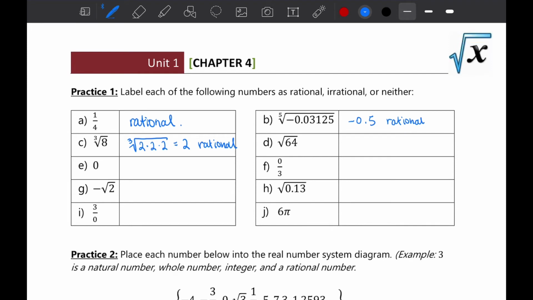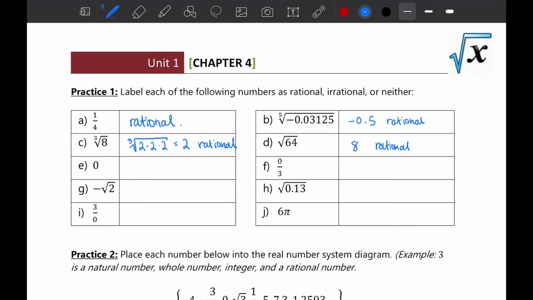Part D, square root of 64. This is a perfect square. So we can say 8 is square root of 64. And 8 is a nice whole number, therefore included in the rational number.